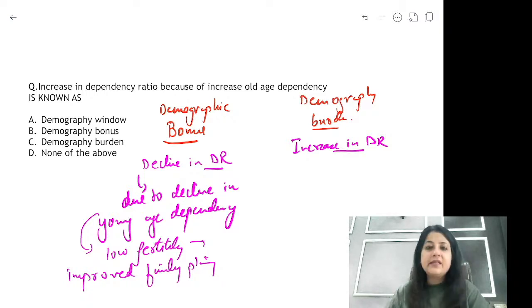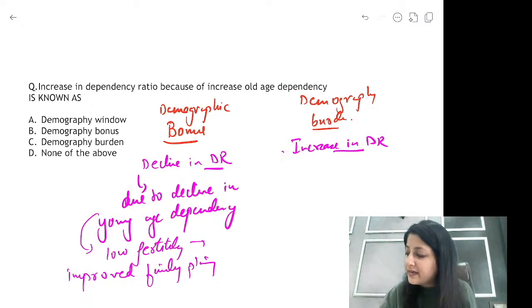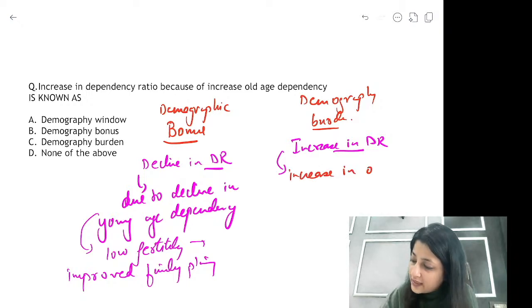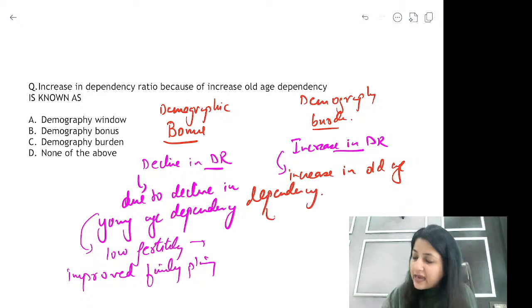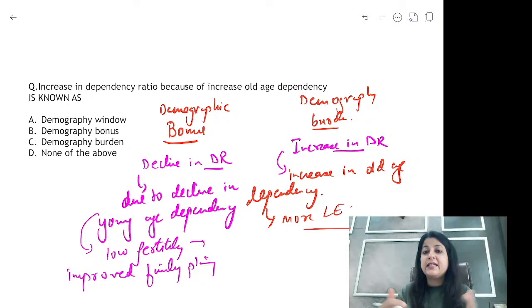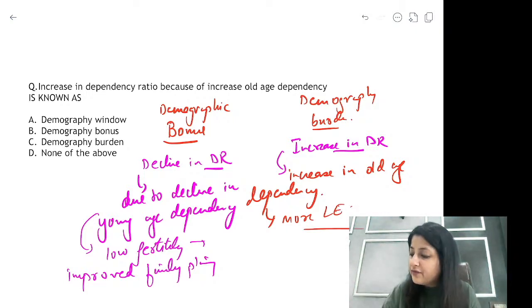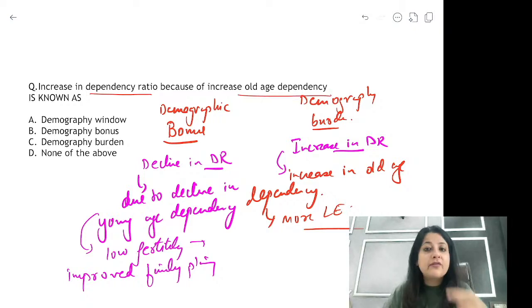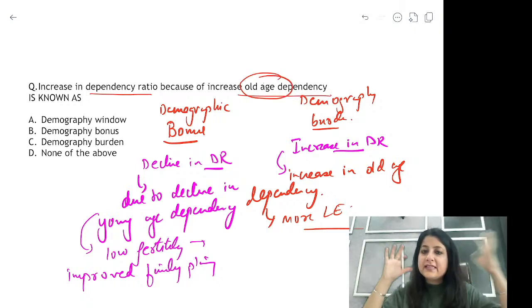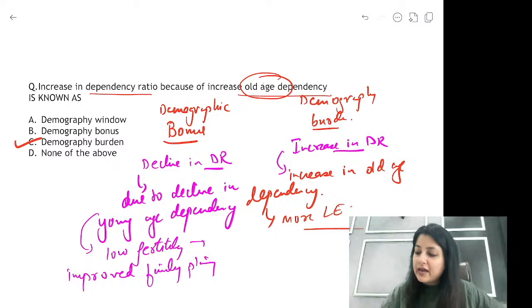Okay. Now burden. You've seen Hindi movies, they make old people a burden, in English movies too, but it's just to remember, we should not do that ideally. So why is dependency ratio increasing here? Because of increase in old age dependency. And why is old age dependency increasing? Because of more life expectancy. People are living longer. So if I say increase in dependency ratio because of increase in old age, remember it from movies as burden, so that is demographic burden.